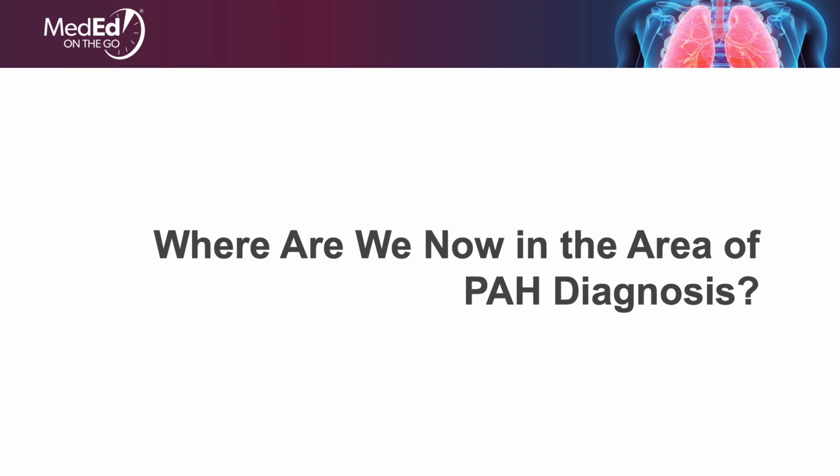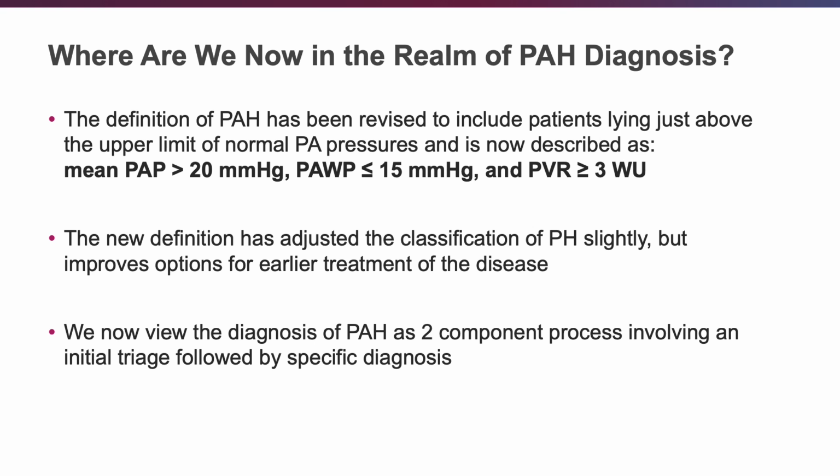Now summing it up. Where are we now in the diagnosis of pulmonary hypertension? Well, the definition has been revised and includes more patients. That includes patients with mean pressures of more than 20. Those patients with high pressures and normal left-sided filling pressures with high PVR meet the criteria for pre-capillary disease.